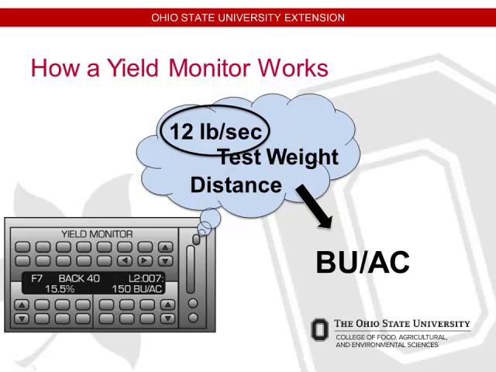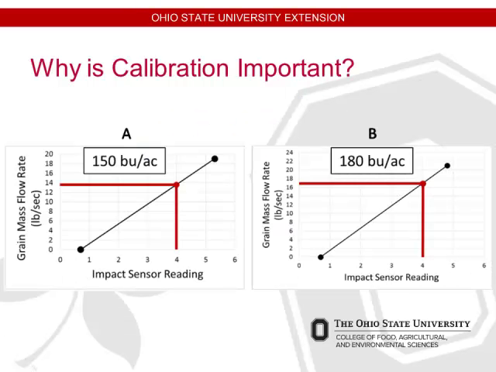But the question really is, how does the yield monitor know that 0.45, I need to come up with a better number so I don't trip over it. How does it know that 0.45 equals 12 pounds per second? You guys already know the answer, so shout it out. The calibration. So this is why calibration is so important.